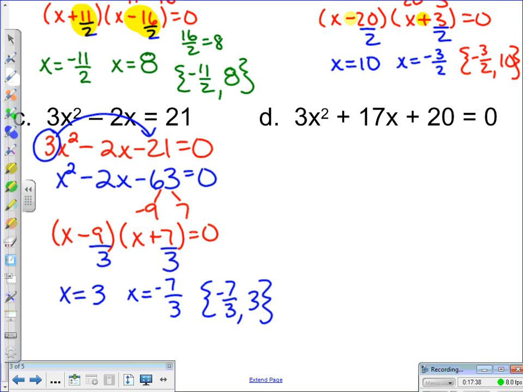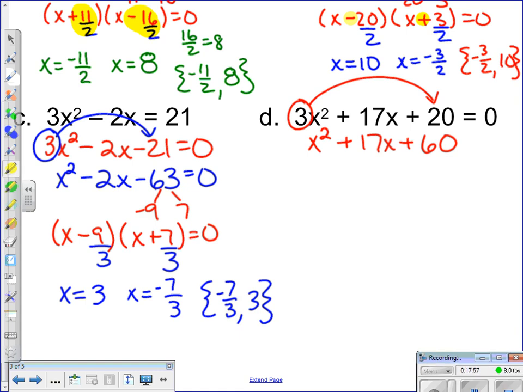And in my last problem over here, I already have equals 0. But it looks like I need to times by 3. So I've got 60, and what adds up to 17? Okay, so 12 times 5 makes 60 and 12 plus 5 makes 17. So I'm going to put x plus 12 and x plus 5, because they add up to positive 17. Go back and divide by 3.